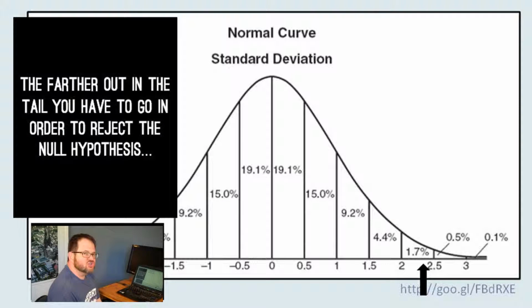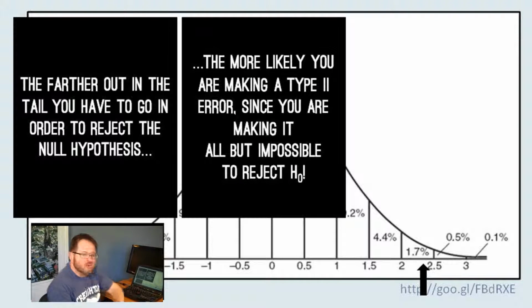The problem is there's a trade-off between alpha and beta. See, the farther and farther out on the distribution I'm requiring that my result be in order to reject the null hypothesis makes it more and more likely I'm making a type 2 error, because I've basically made it impossible to reject H0. If I'm saying that I'm only willing to accept a 1% chance of a type 1 error, I've required that z be pretty far out there. Well, very rarely will I get a result that big. Most of the time it's going to be smaller than that, and I'm going to say I can't reject H0.